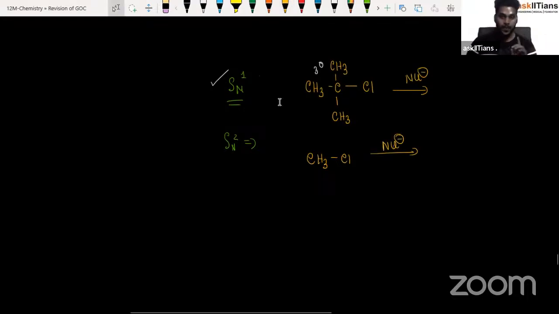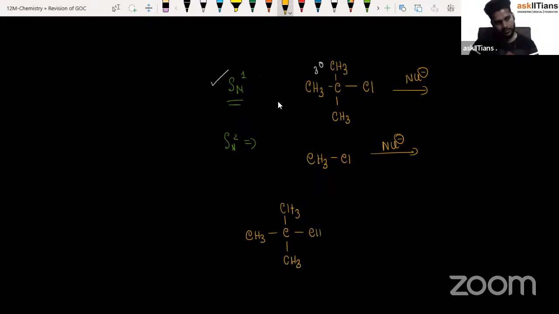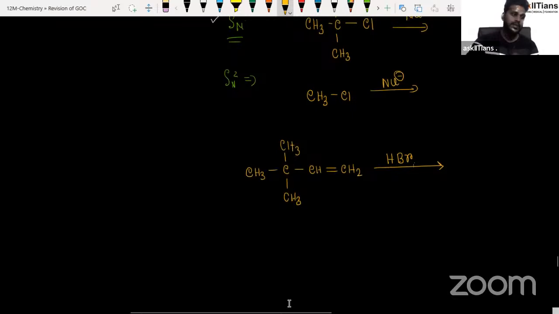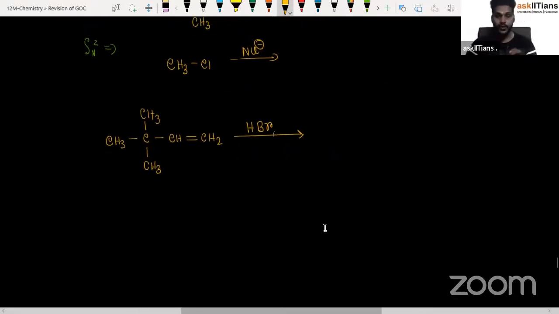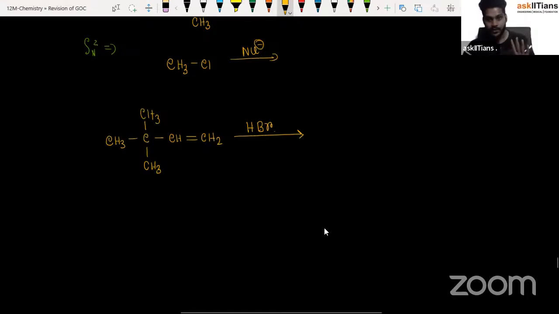We know this. Now, let's see how well you know SN1 and SN2 right now. If I give you this molecule, try to solve this. If I give you this molecule, and if I add HBr on it, which mechanism would it undergo? Guys, this is just an addition of HBr here. In one carbon, you'd be getting hydrogen, in one carbon, you'd be getting bromine. But which mechanism is it going to undergo? SN1 or SN2? That's the question. Try to solve this now.